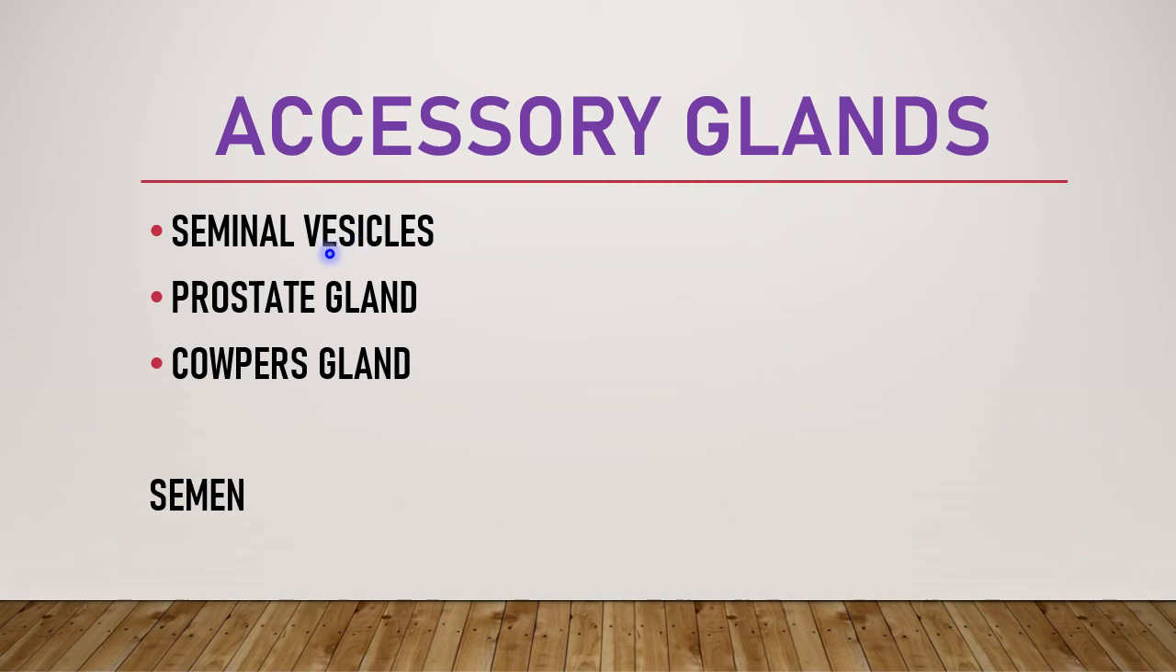The seminal vesicle in turn secretes a fluid which is viscous in nature, and that fluid is called seminal fluid, which contains fructose, fibrinogen as well as prostaglandins. The total seminal fluid contributes about 60% of the total volume of the semen.